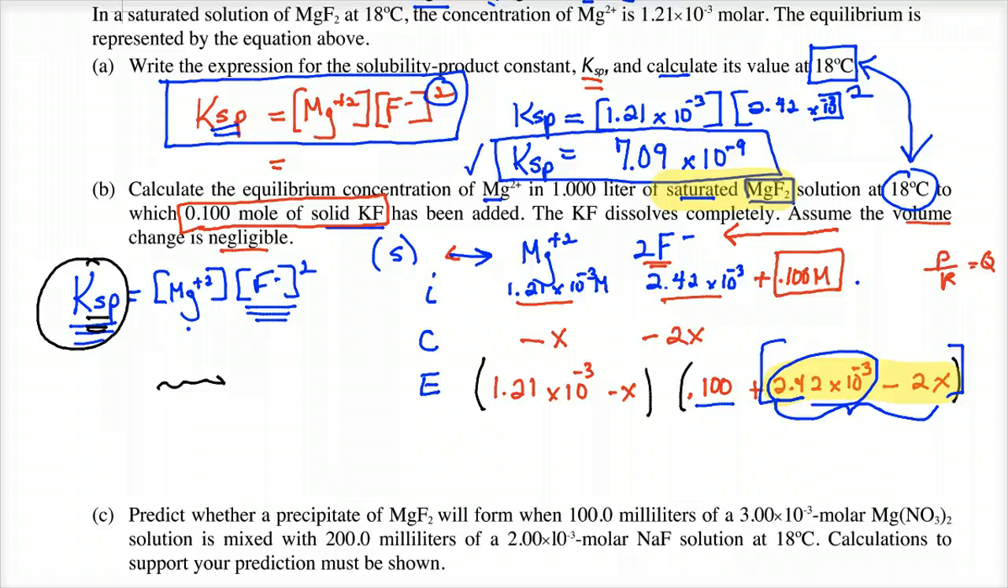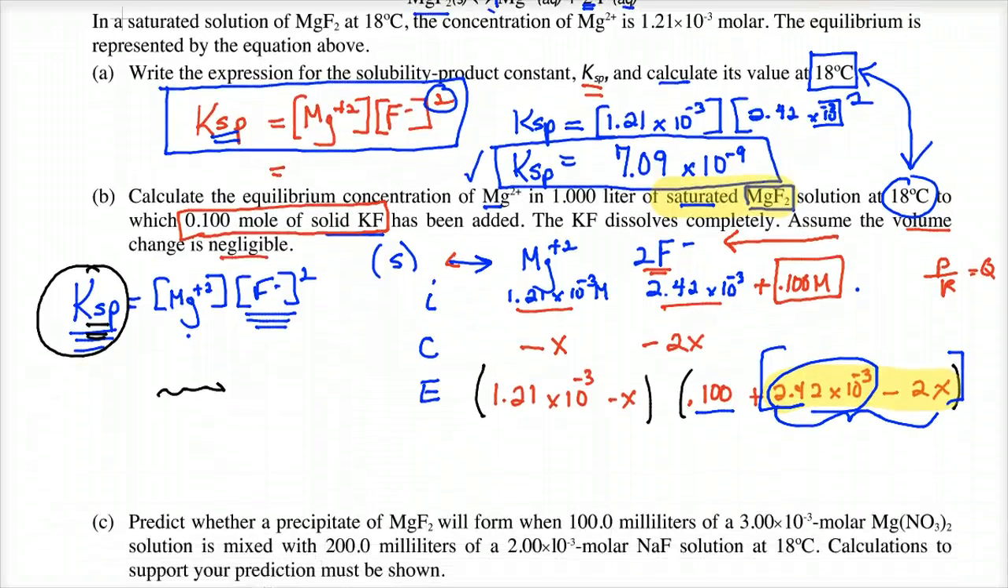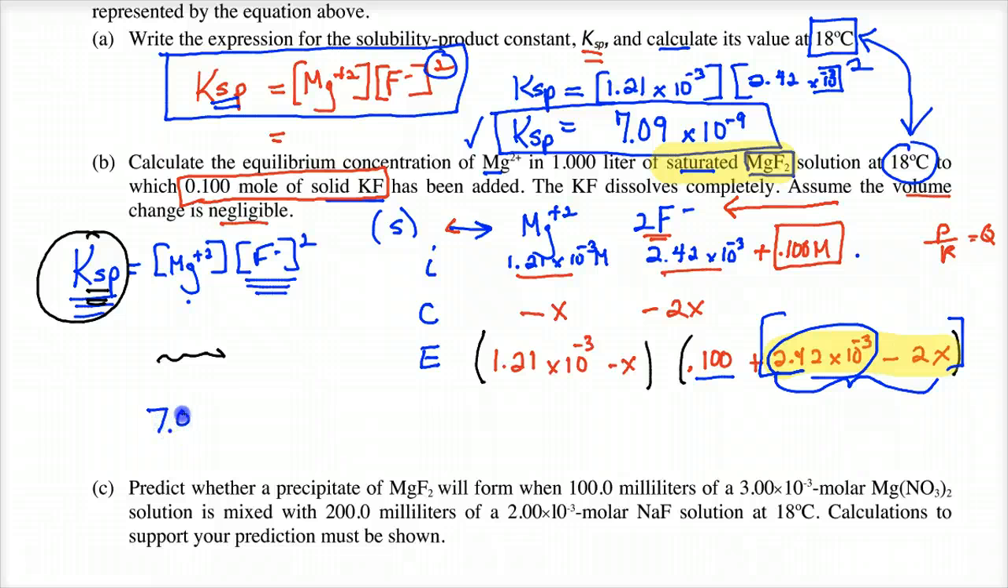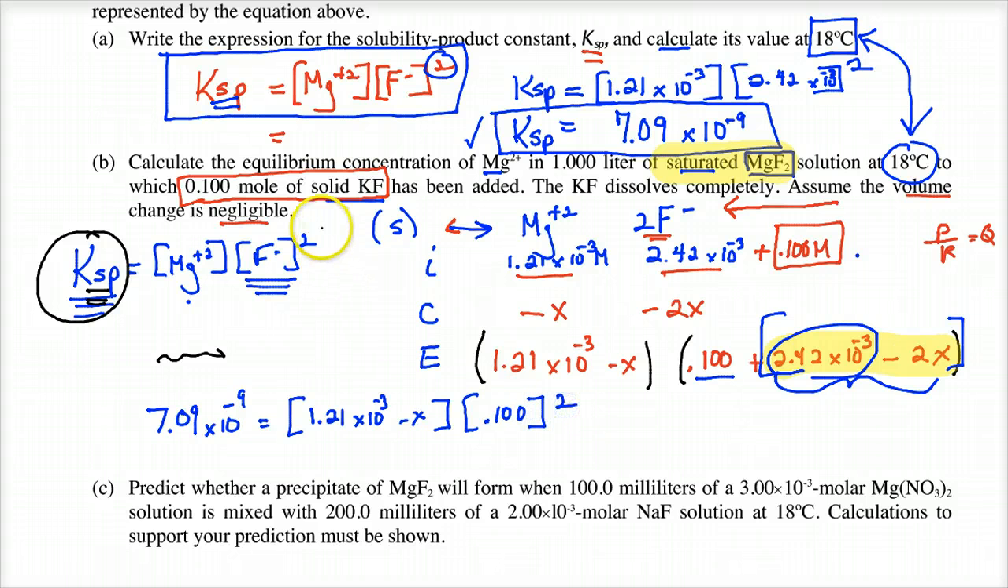KSP, which we solved for in the previous problem, is 7.09 times 10 to the negative 9. It equals, now we're not going to get rid of this. This is going to be a small number, but guess what? I want to know what that amount is. I want to find that x and see how this changes. So that stays the same. And of course, my F is just going to be 0.1, and of course, don't forget squared. And that makes life real easy.